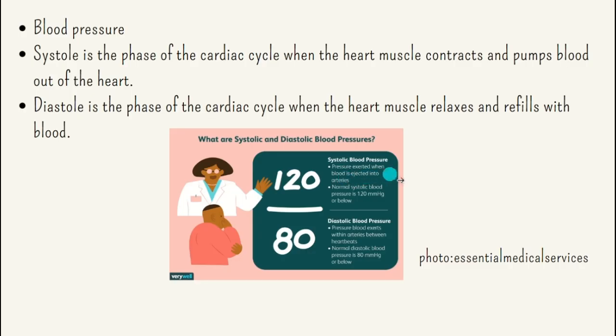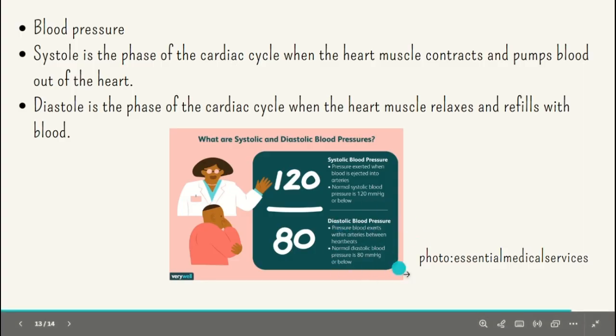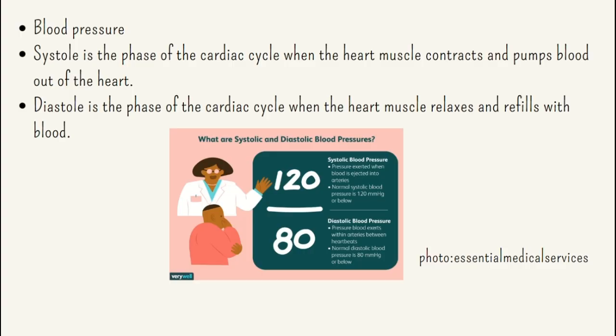So basically, pressure exerted when blood is injected into arteries when they're contracting. It's saying the normal value for an adult would be 120, and for the diastole value, 80 would be the normal value, right? So that's basically what it means.